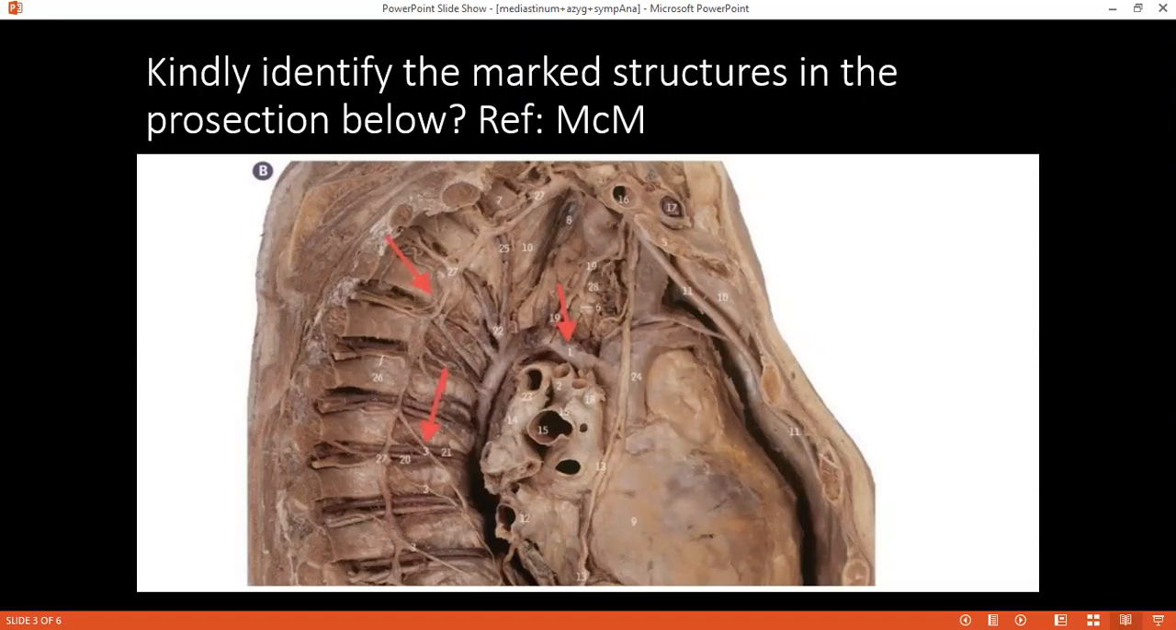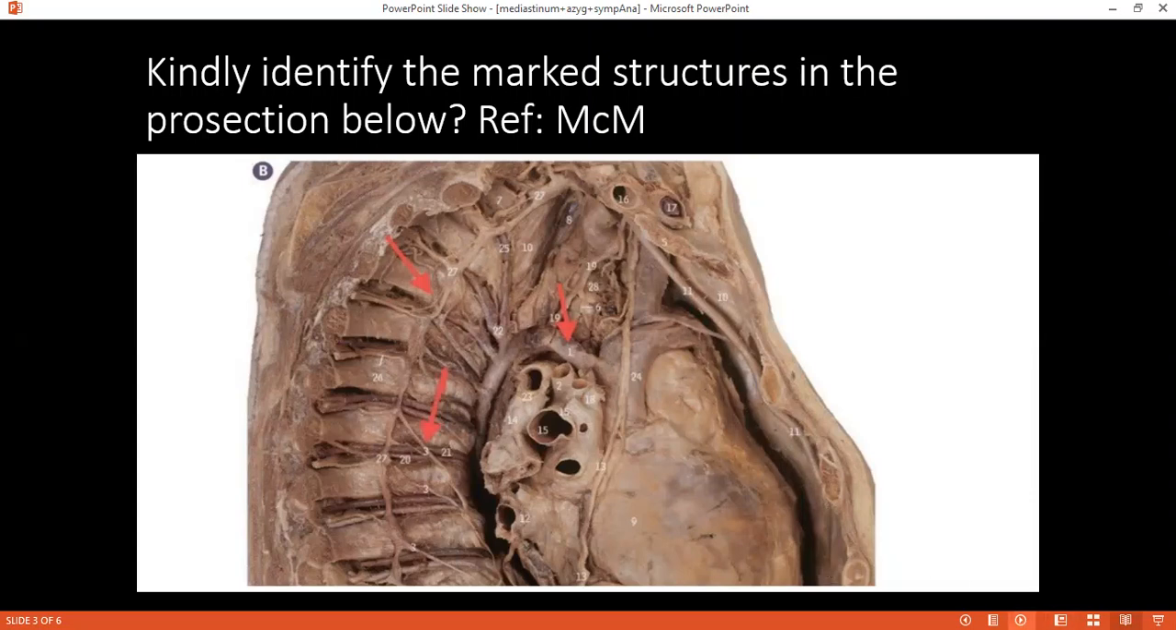Okay, can you please tell me the contents of the posterior mediastinum? Yes, the contents are the descending thoracic aorta, thoracic duct, the posterior mediastinal lymph nodes, the esophagus, esophageal plexus, the azygous and the hemiazygous veins, and the posterior intercostal arteries and some posterior intercostal veins.